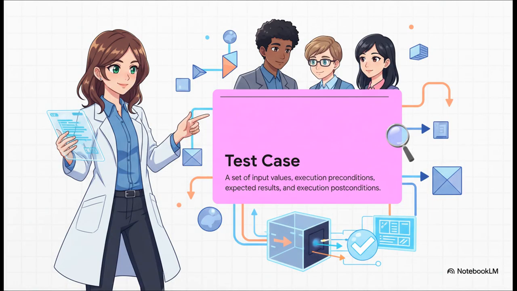And that naturally leads us to the test case. Now, if the test condition was the what, then the test case is the how. This is the nitty-gritty. It's like a detailed recipe for a chef. It tells you the exact ingredients, your input values, the prep work, your preconditions, and most importantly, what the finished dish should look like, your expected results. It's the step-by-step guide to run one specific test.